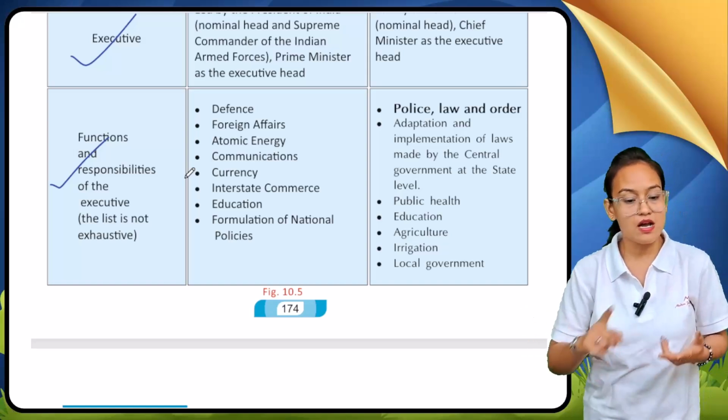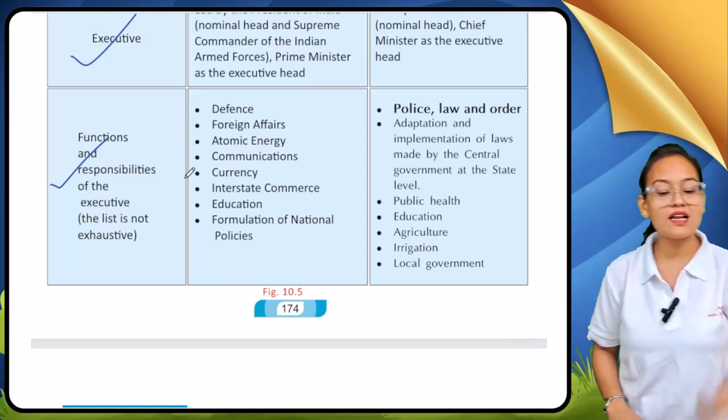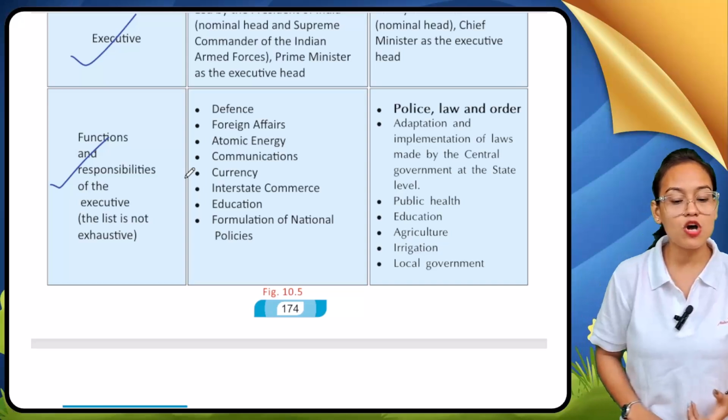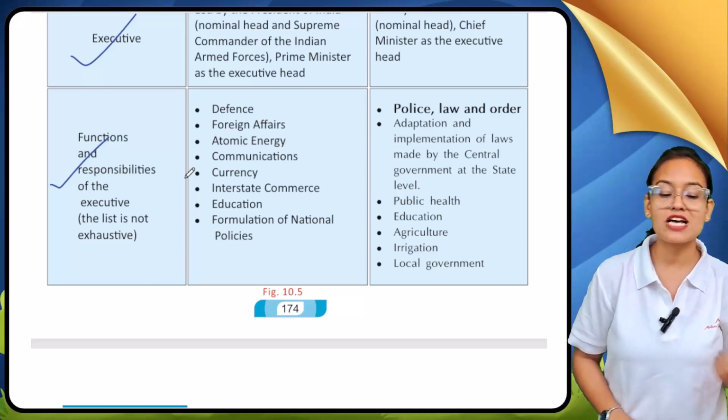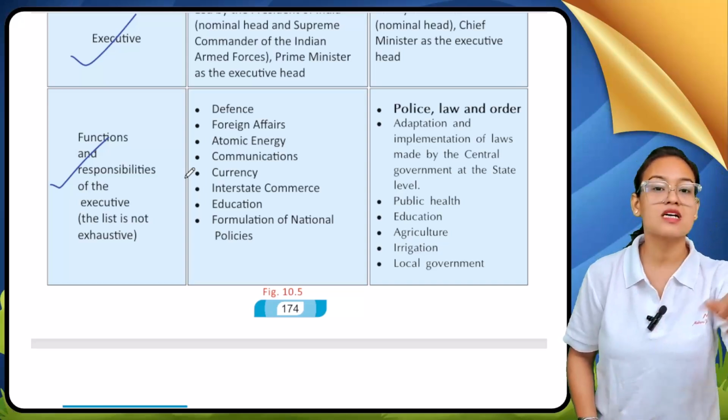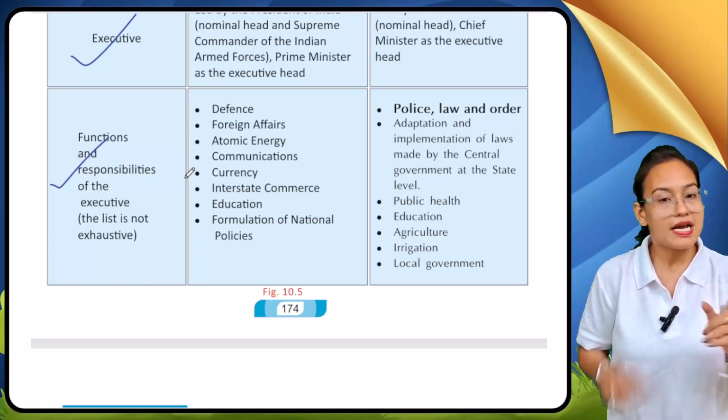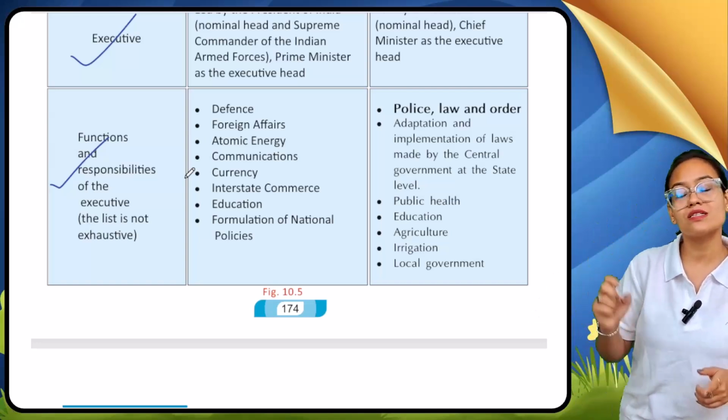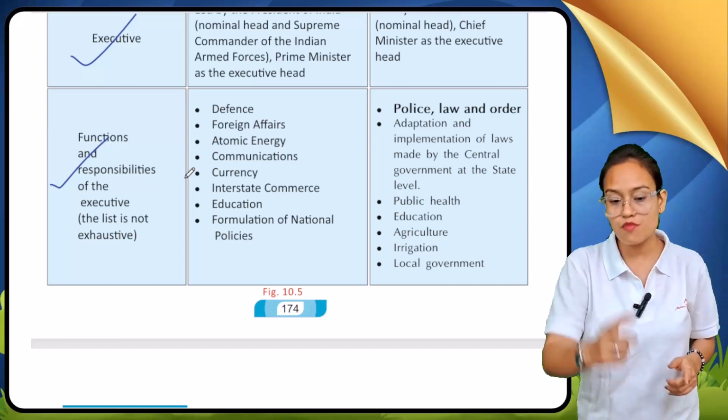Defense matters, foreign affairs, atomic energy, communication, currency, interstate commerce, education, and formulation of national policies. All these things come under the central government. Now, at the state level, my dear students, the state government is fully responsible for performing certain functions.